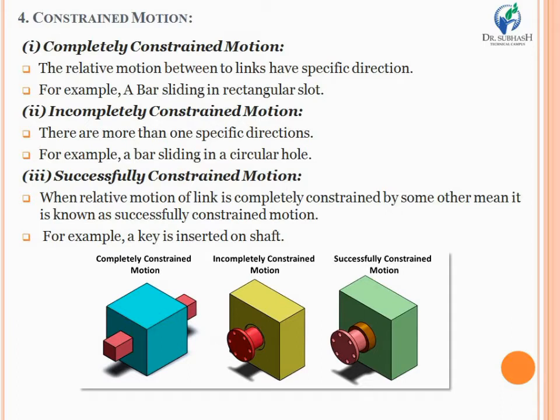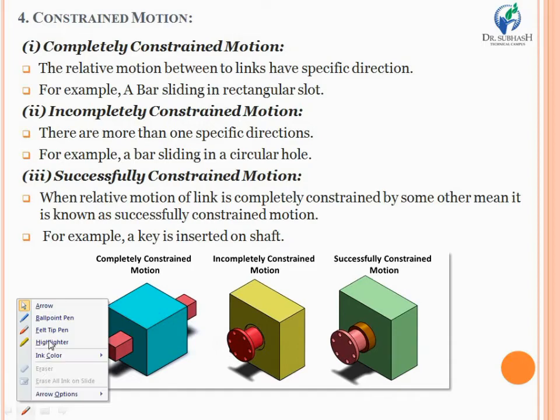So starting with completely constrained motion, generally it is the motion in which the relative motion between the 2 links can take place only in a definite direction, and it can be predicted. Suppose you have an assembly of 2 links, say a slotted box in which a square bar is inserted, and you are pushing that square bar in the slotted body, then it is only possible for the bar to move in only one direction.